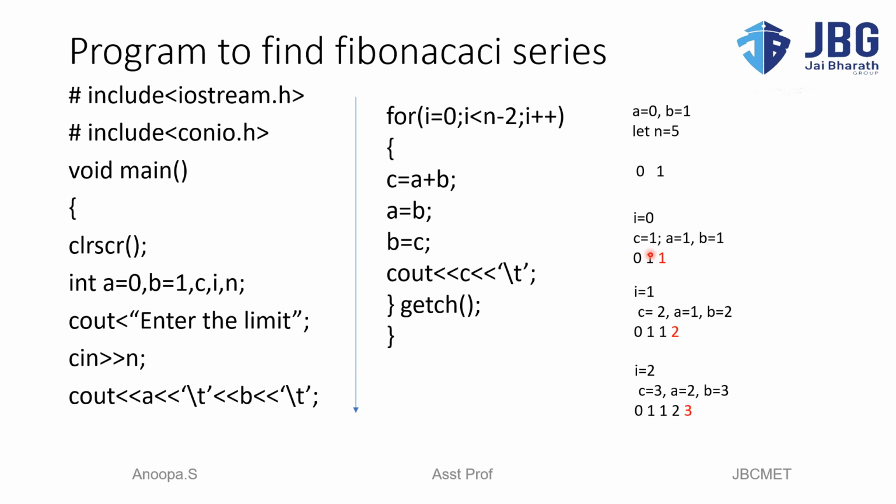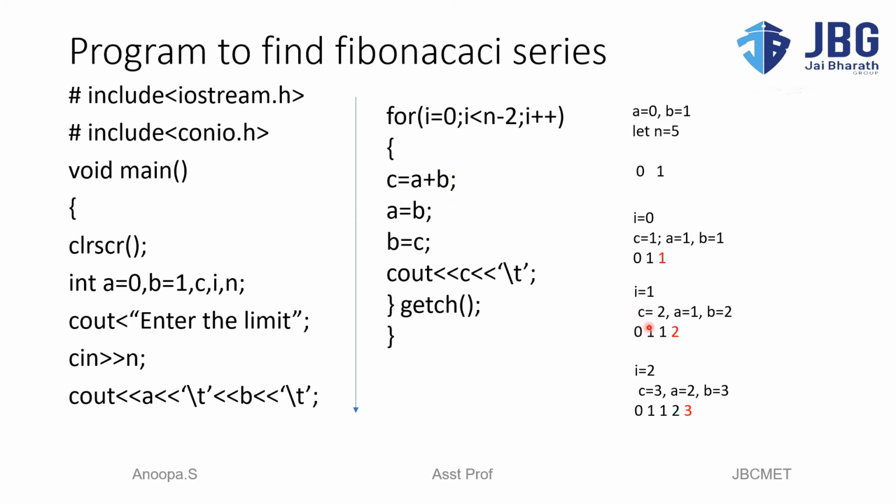So I got 1. Then it is interchanged. A became 1 and B became 1 because A equal to B and B equal to C. Then print C, right? So in addition to this, I got one more number here, 1. Okay, then I became 1. When I became 1, what will happen? It will first compute the value of A and B.